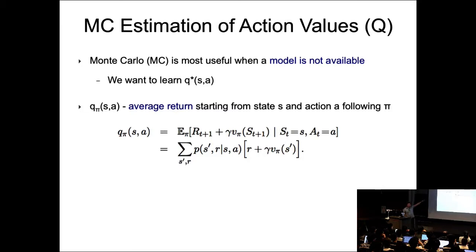So just a reminder, the Q value is an average return starting from state S and action A, following policy pi. And remember, that's the definition of the Q value. We've looked at this a couple of classes before. It's an expectation under the policy as well as the state. So it's an expectation under this quantity here, and it's the reward plus the value of the successor state.